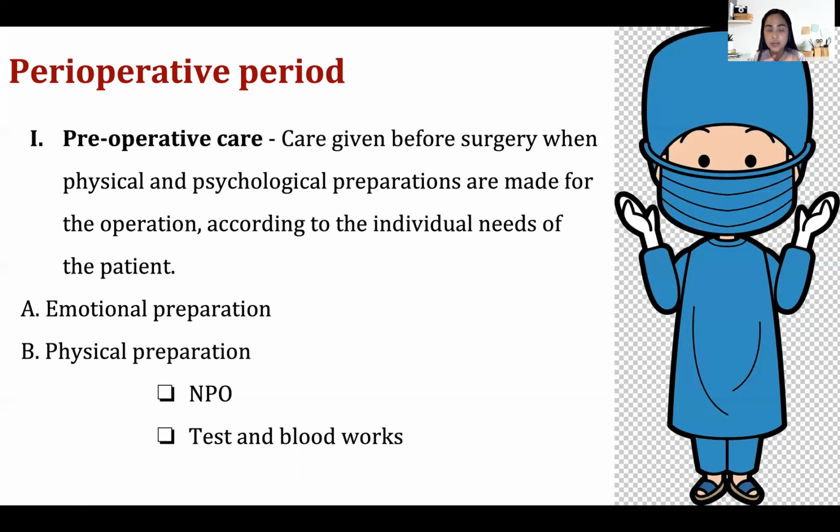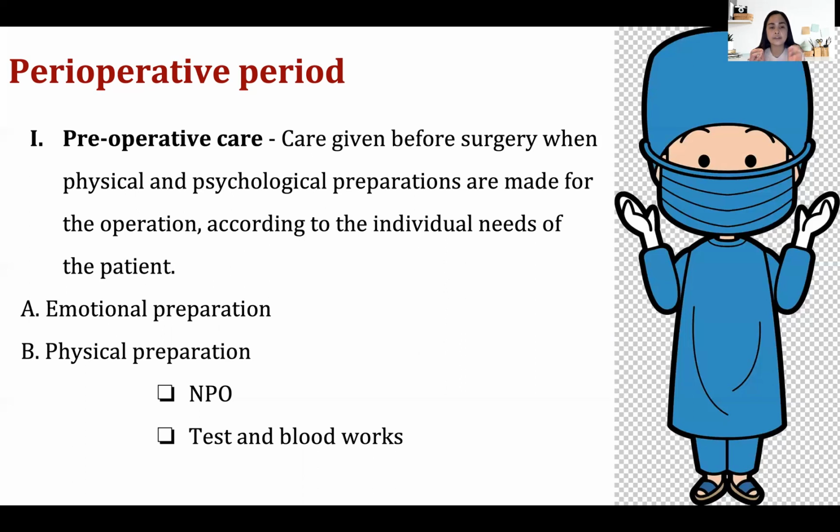Next is physical preparation. We tell the patient that they are on NPO status. So what do we mean by NPO status? As we remember from our topic on medical abbreviations, NPO means nothing per os. It means no food or fluids to be taken by mouth. It is a very important preparation so the patient will not aspirate if they are given anesthesia. We should always tell the patient that before the operation, from 12 midnight, they are not allowed to eat or drink anything.